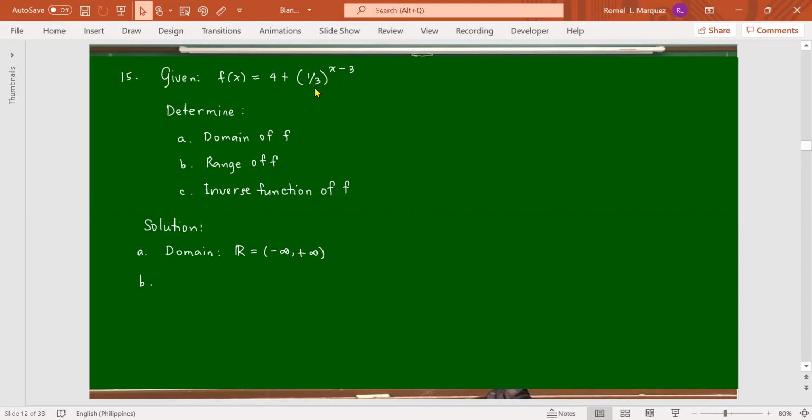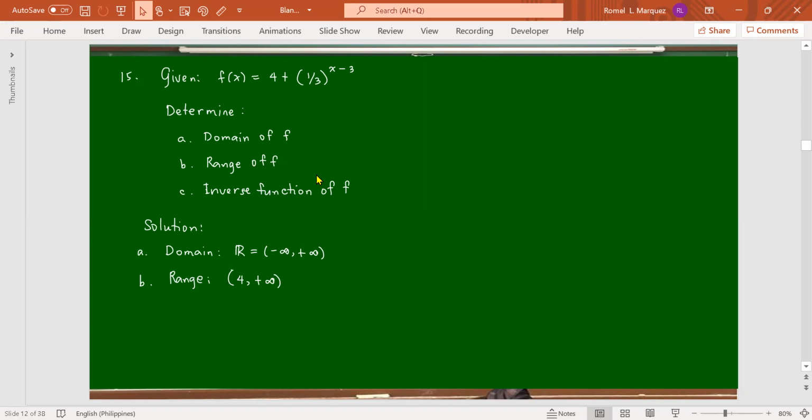So when x is 0, we have the intercepts. But this is asymptotic above the x-axis, so plus 4. So the range therefore is greater than 4. Range, set of all y such that y is greater than 4. So 4 to positive infinity. Okay.